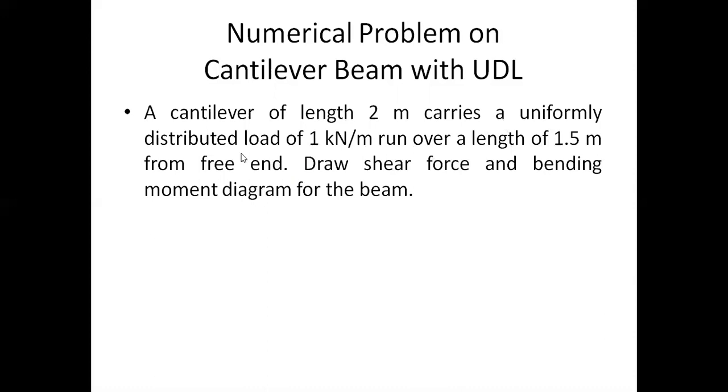Observe here, the length of the cantilever is 2 meters, whereas the uniformly distributed load, the UDL, is 1 kilonewton per meter. That means the W value is 1 kilonewton per meter. And this UDL is not spread for the entire length of 2 meters. It is spread over only a length of 1.5 meters from the free end. In this question, they are asking to draw the shear force and bending moment diagram for this beam.